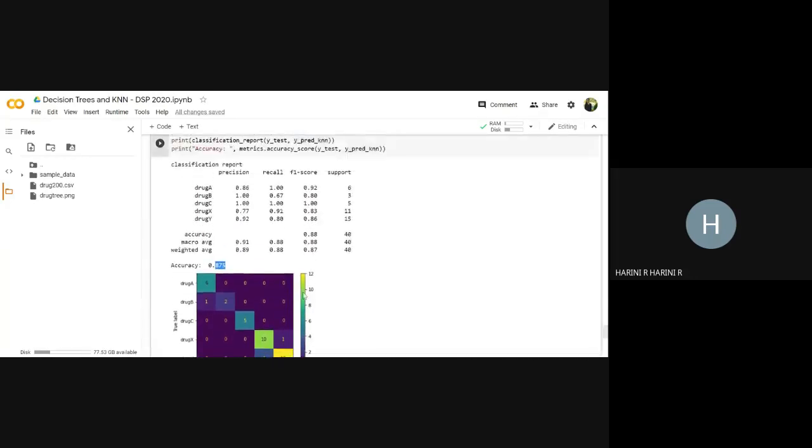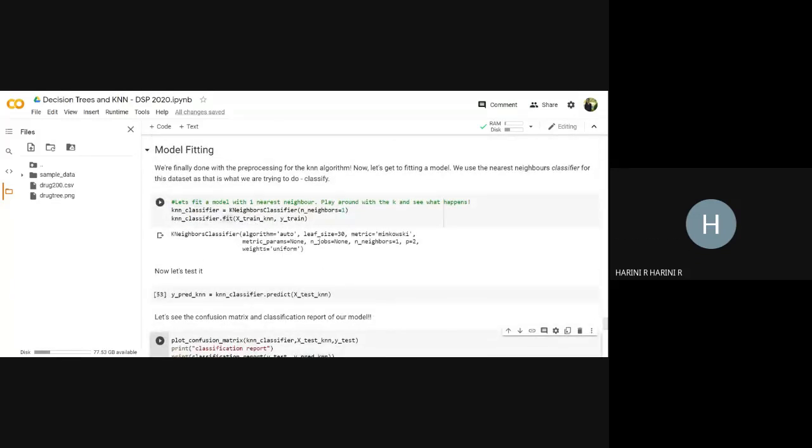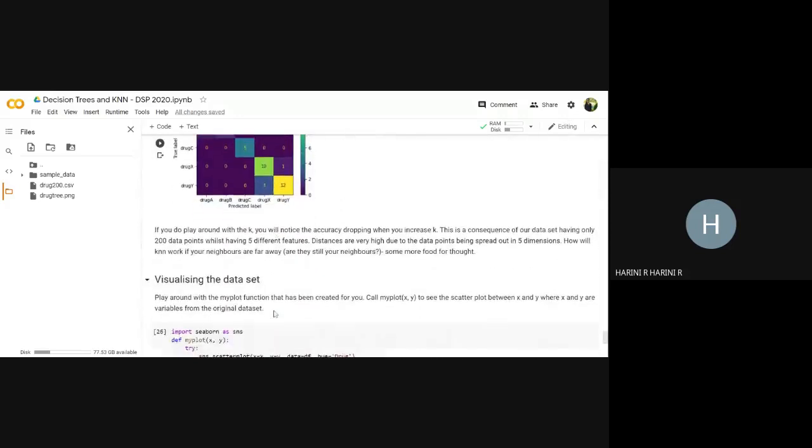Here we used k equal to 1, which means we are only looking at the one nearest neighbor and giving the class label according to it. But we encourage you to play around with this number and see how your accuracy changes.